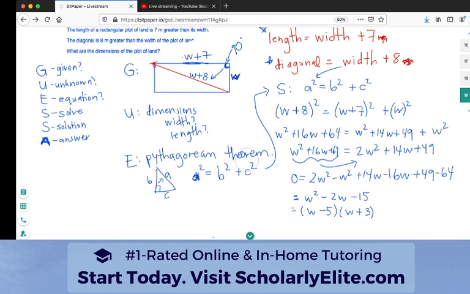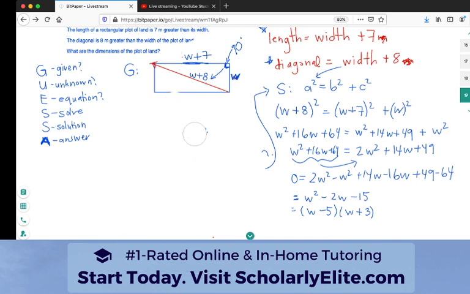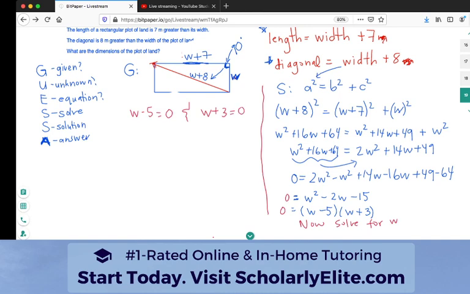And you know what? I'm going to erase this area because we already get that. You guys are good. Let's make some space for us. There we go. Cool. Let's solve for W. So we know that this is all equal to 0. So we can say W minus 5 equals 0 and W plus 3 equals 0. And in this case, we're going to get W equals 5. And in this case, we're going to get W equals negative 3.